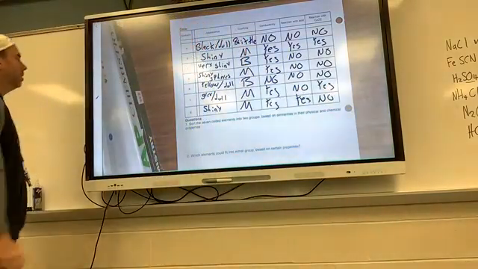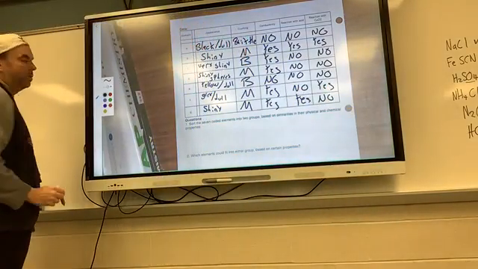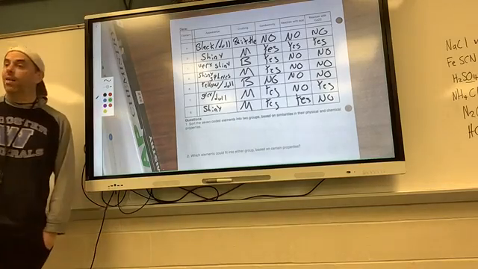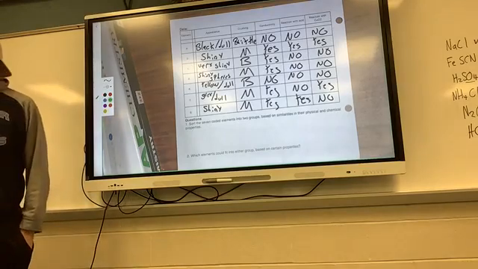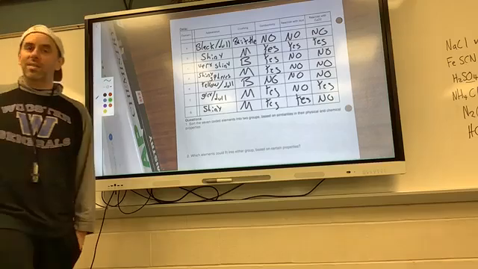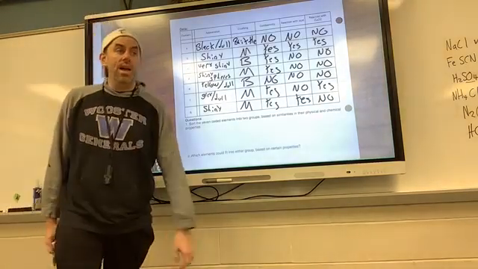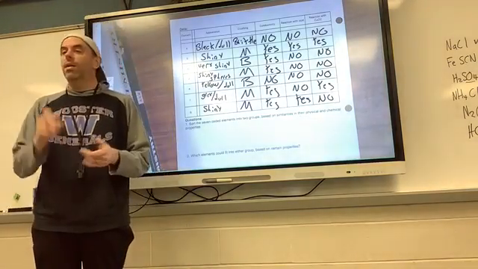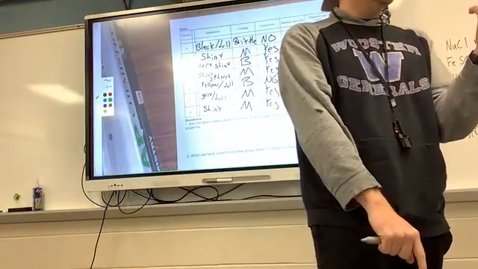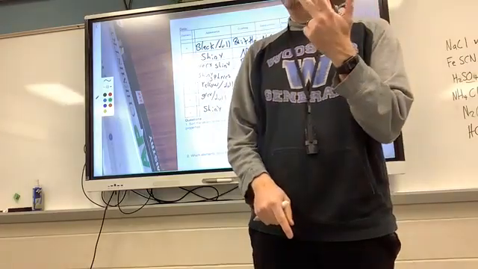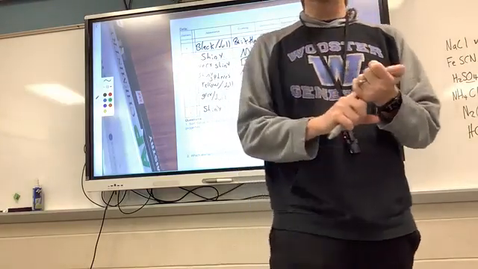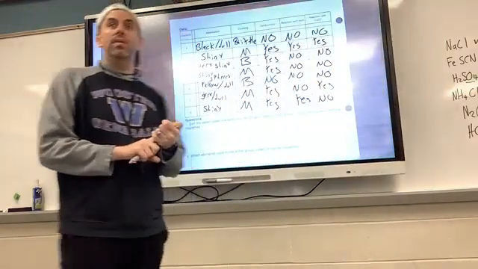Here's what I'm going to do. What color do you want to make metals? Green. So if it has a metallic character, I'm going to circle it. If it's green, it's metallic. Metals are malleable. Metals conduct. Metals are shiny, and metals react. So if it's green, I'm going to mark this metallic.